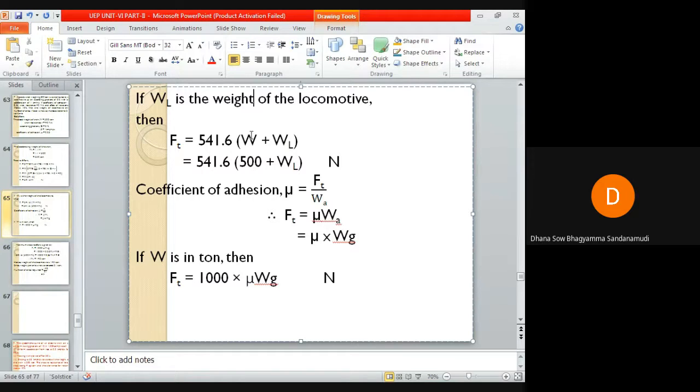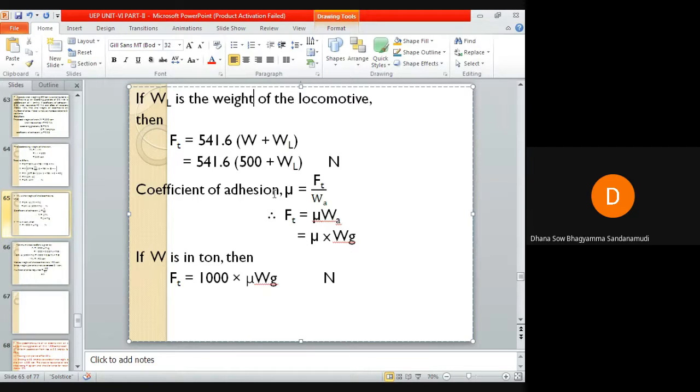So you can substitute the W value here, that is 500. You will get 541.6 into 500 plus WL Newton. So this is the tractive effort after considering the weight of the locomotive. The locomotive is nothing but the motor here.